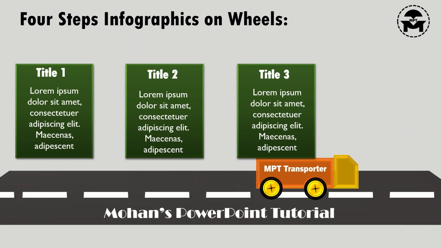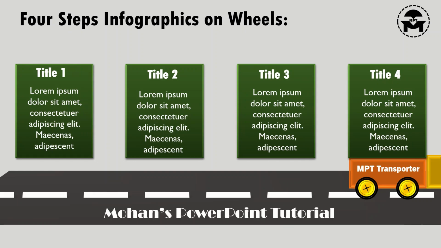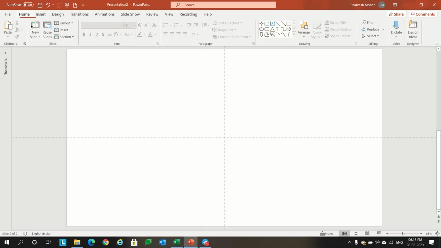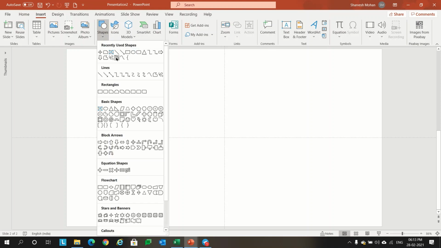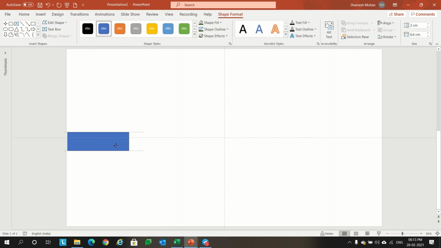Okay, friends, let's go and learn how to make this in PowerPoint. Let's insert a blank slide. Go to insert, shapes, take a rectangle and we'll draw like this. We'll give it a 6 centimeter width. Height we may give some 2.5 centimeter.